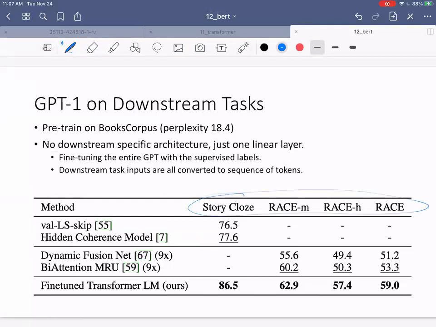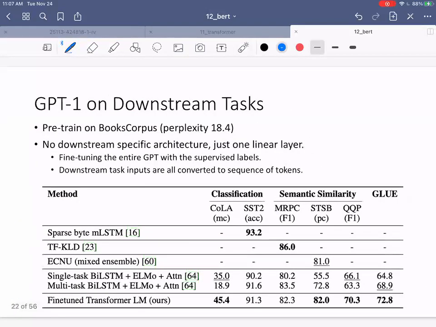These are some simple QA style tasks. Story Cloze is like trying to fill in the blanks. I'm not sure what RACE is, but again, they show state-of-the-art performance. These are all before BERT, actually. And this is GLUE, a subset of GLUE actually. GLUE consists of, I think, 12 tasks or 9 tasks, and they only tested against five tasks. Again, they show some great performance in some cases, not all the cases though. So at least they all win. They outperform ELMo all the time.